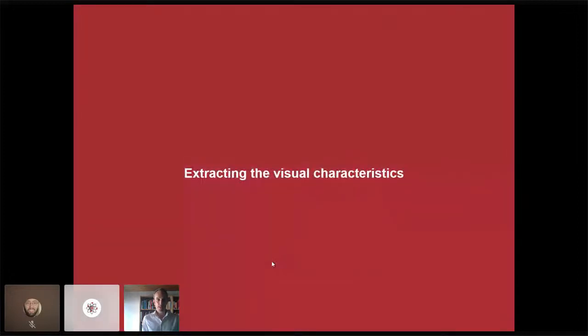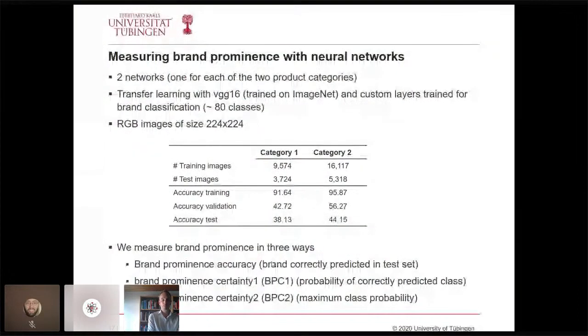Okay, then a bit more detail on how we extract the visual characteristics. The first one is brand prominence. We run 2 networks. We have 2 categories that we focus on here: one is bags and one is wallets, both products from this retailer. So we run 2 separate networks here.